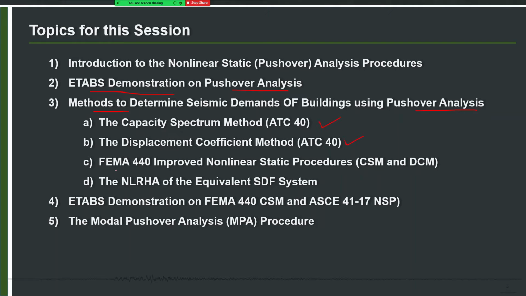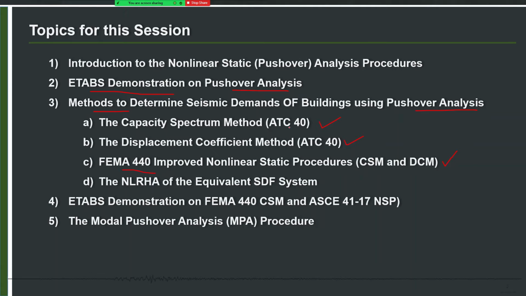Then in 2005, FEMA 440 actually improved both of these methods and proposed the improved capacity spectrum method and an improved displacement coefficient method. So we will just be going through the improved versions of both of these methods.